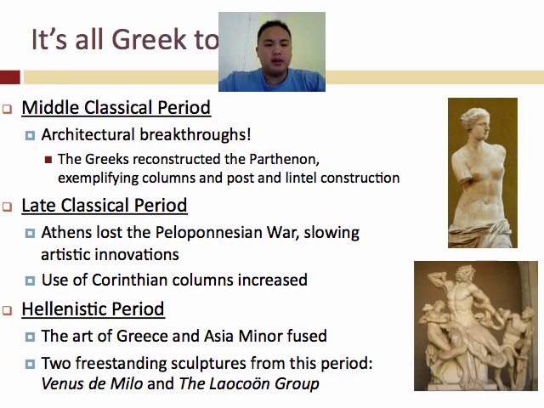I'd like to talk to you about what these are. This is the Venus de Milo. It was actually in the Simpsons episode once. I don't know if you guys have seen that. And then this one is the Laocoon group. So the two freestanding sculptures that we mentioned down here, these are the two pictures of those sculptures.